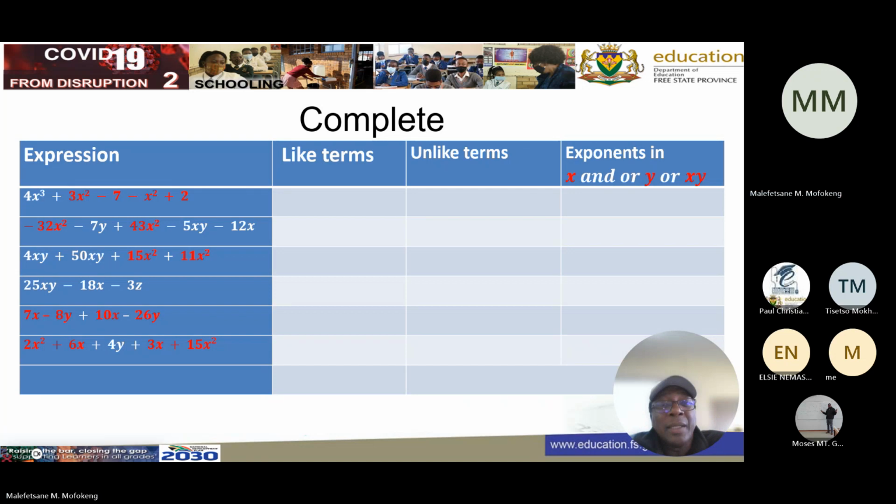I think here we end our lesson today. If you can complete that, you're going to be ready for the next lesson that will come tomorrow, when we are going to do monomial, binomial, and trinomial.